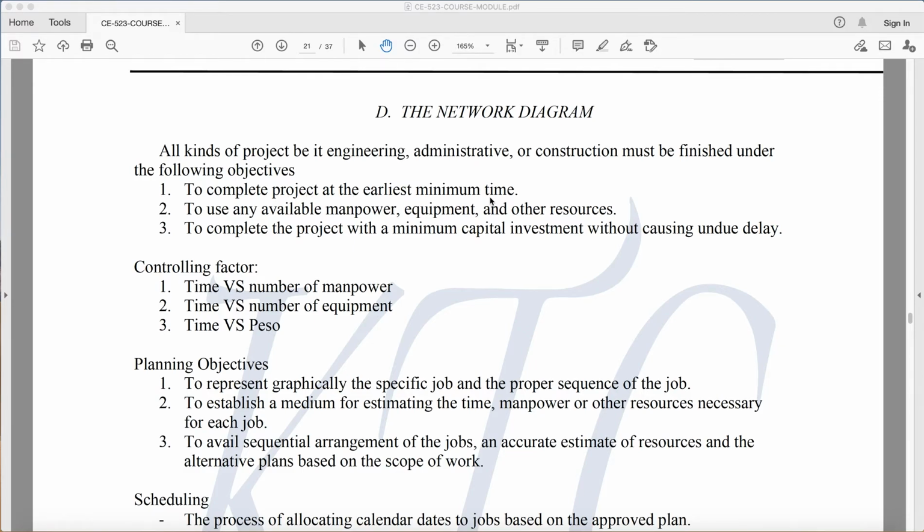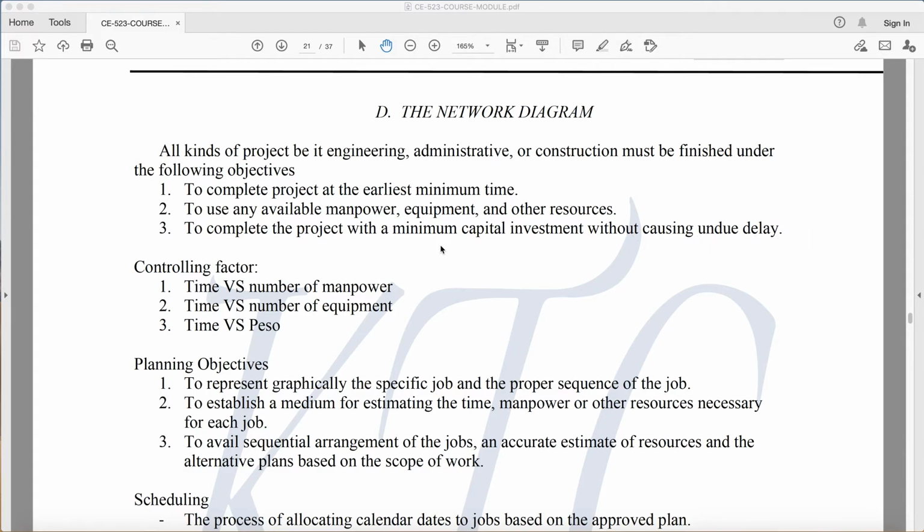Okay, so every project, as much as possible, or any activity, we want to finish at the earliest possible time and the minimum time applicable, because time is equivalent to money. Okay, so we will discuss that later. Number two, we have to use any available manpower, equipment, and other resources in attaining our desired output. Number three, to complete the project with a minimum capital investment without causing undue delay.